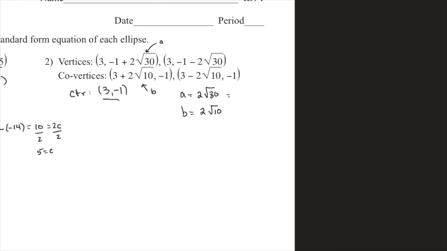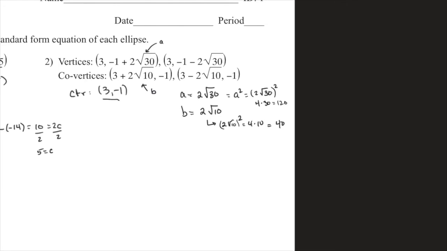Let me square these two. A squared, well, this is a little tricky. 2 times the square root of 30, squared. Remember, when you square a radical and a number, square the number, square the radical, which basically cancels the radical, and simplify. So this is going to give me 4 times 30, or 120. For b squared, we're going to do 2 square roots of 10, squared. That's going to be 4 times 10, which is going to give me 40.